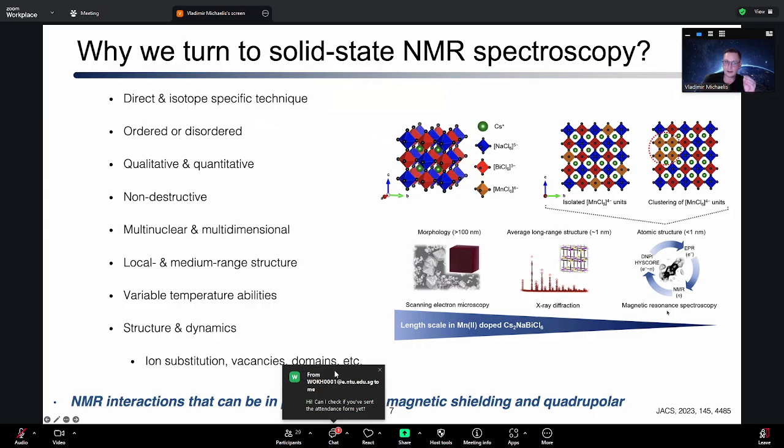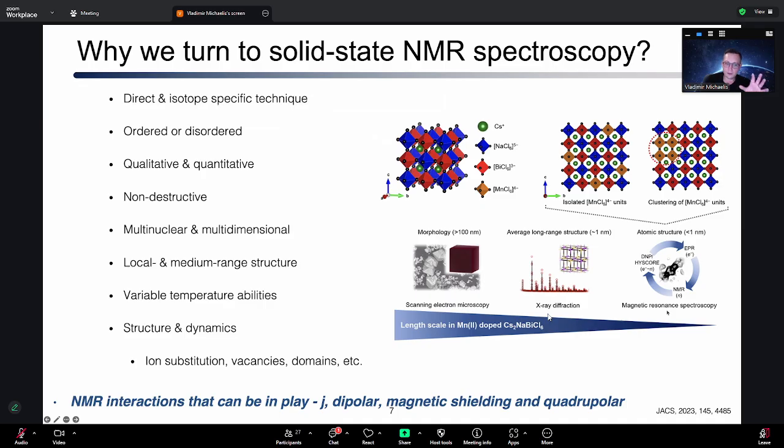NMR, on the other hand, is a direct and isotope-specific technique. So whether it's ordered or disordered, we don't care so much, but we can see it. In addition to that, it's both qualitative and quantitative, and it's non-destructive. So when these things start to form, if they form in situ or ex situ, we're able to analyze them a little bit more readily. And then if you go into some more advanced techniques, which I'll show a little bit later, we talk about multi-nuclear or multi-dimensional methods. So just like in organic chemistry, you would look at carbon and proton NMR, you can do multi-nuclear systems and look at materials in the solid state.